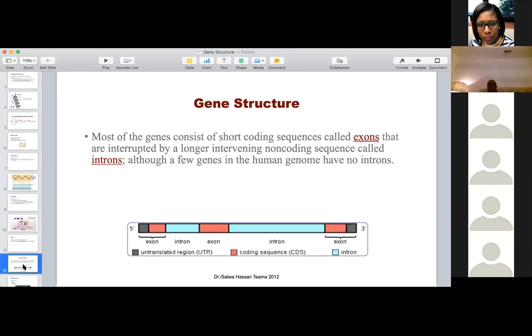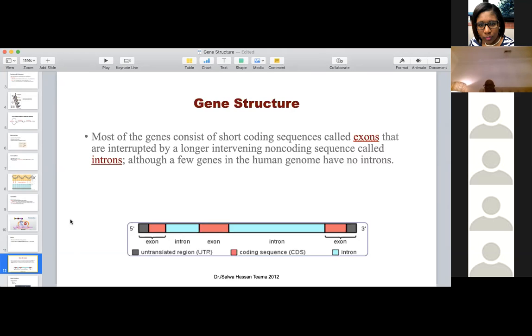Okay, the structure of the gene is very simple, and you should be able to describe it and label the parts of the gene if you need to. Okay. So gene structure looks like this. Most genes consist of a short coding region that we'll call exons. Okay. Exons that are going to be spaced out or interrupted by longer non-coding regions that we'll call introns.